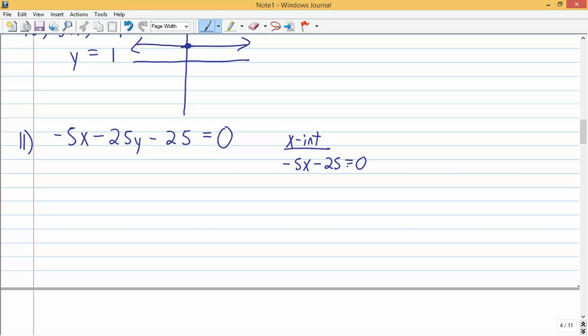Now solve for x. Move your 25 over, so add 25 to both sides. I get negative 5x equals 25. Now to get x by itself, divide both sides by negative 5. So I get x equals 25 divided by negative 5, which is negative 5. So my x-intercept, that means I'm going to cross the x-axis at -5.